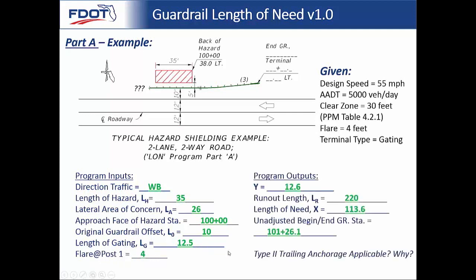Okay, so we get some preliminary outputs. We get the Y value. That's at post 3, 12.6 feet from the edge of the roadway. We get a run out length. That comes out of the AASHTO table so you can check it.